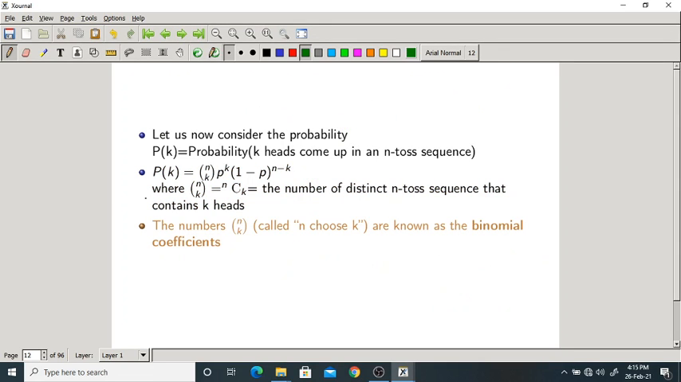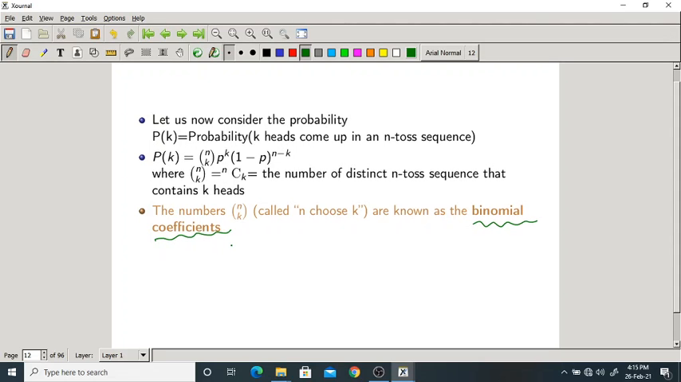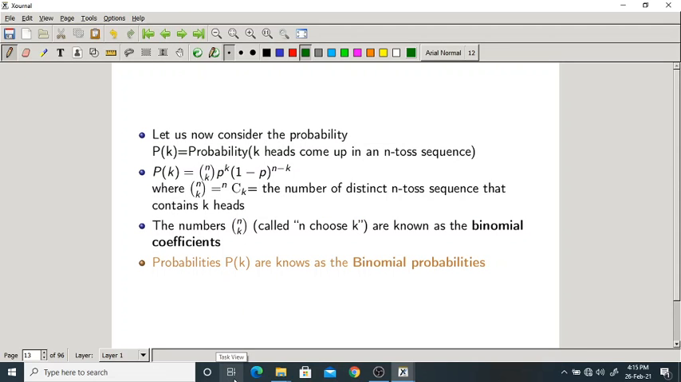Yeah, so this is nCk, called the binomial coefficient. What is it called? Binomial coefficient. Next, P of k is called binomial probabilities. What are they called? Binomial probabilities. Okay. So please remember these terms. We'll discuss a few more problems later.